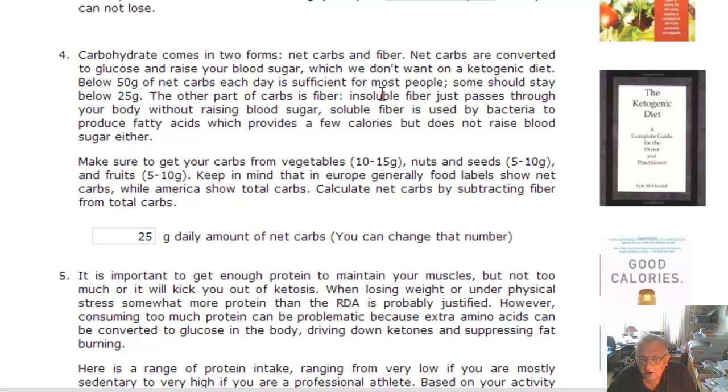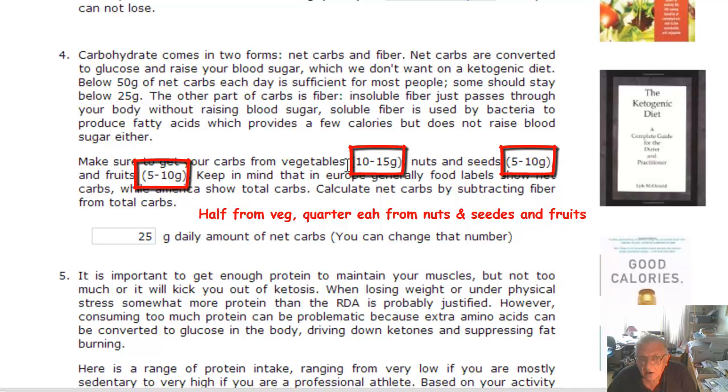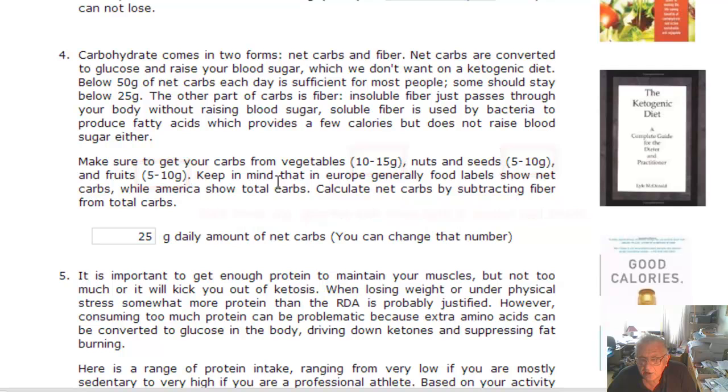The other part of carbs is fiber. Insoluble fiber just passes through your body without raising blood sugar. Soluble fiber is used by bacteria to produce fatty acids, which provides a few calories but does not raise blood sugar either. And we need this fiber to keep things moving. It says make sure to get your carbs from vegetables, nuts and seeds and fruits. Keep in mind that in Europe generally food labels show net carbs while America show total carbs. Calculate net carbs by subtracting fiber from total carbs.